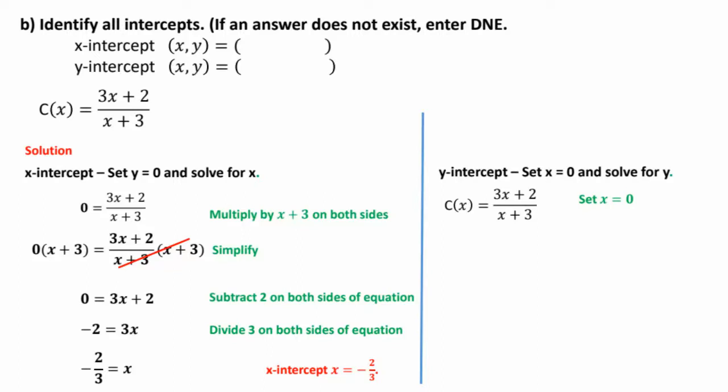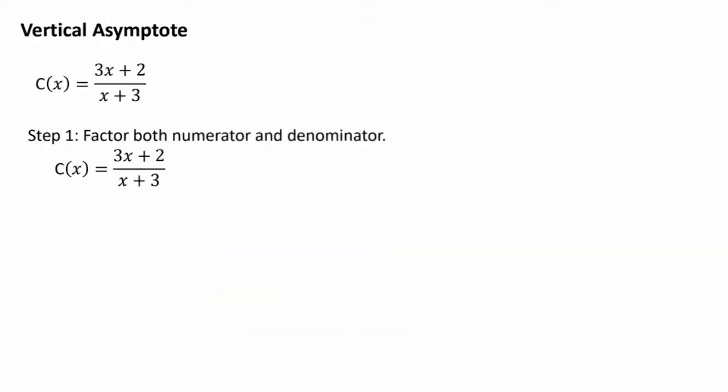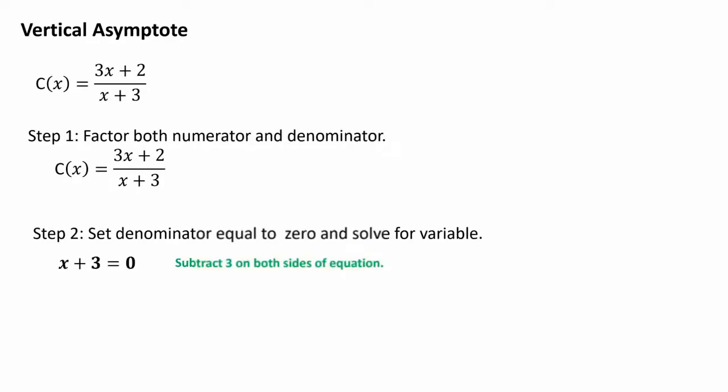Now let's find our y-intercept. Let's set x equal to 0 and solve for y. So everywhere I see x, I'm going to plug in a 0. So we have 3 times 0 plus 2 divided by 0 plus 3. We simplify. 3 times 0 is 0, 0 plus 2 is 2, and 0 plus 3 is 3. So our y-intercept is y equals 2/3. All right, so we already found our vertical asymptote when we were solving for the domain of the function, and we saw that it was x equals -3. This is our vertical asymptote.